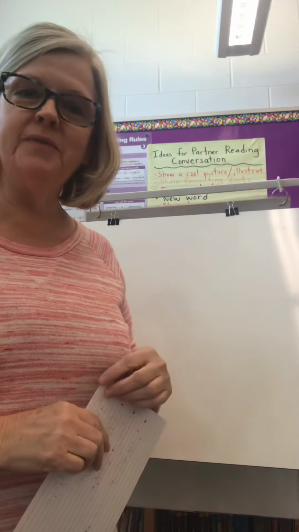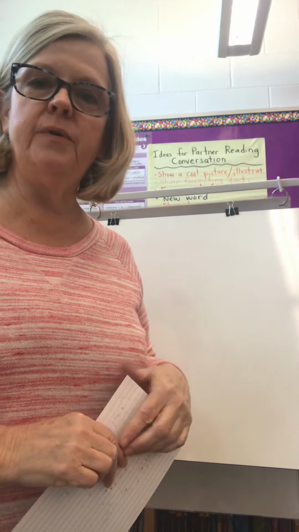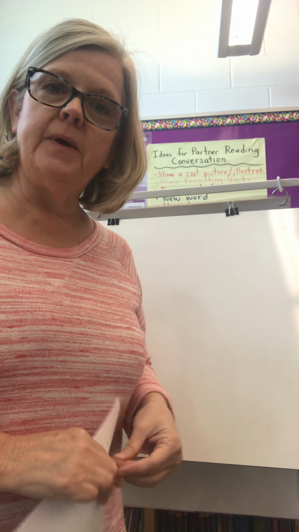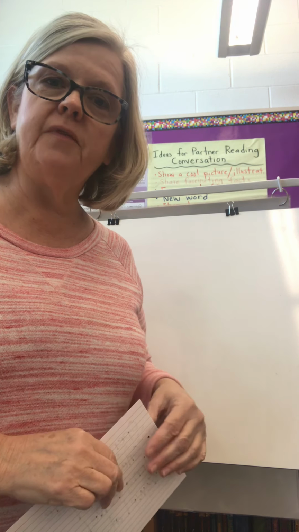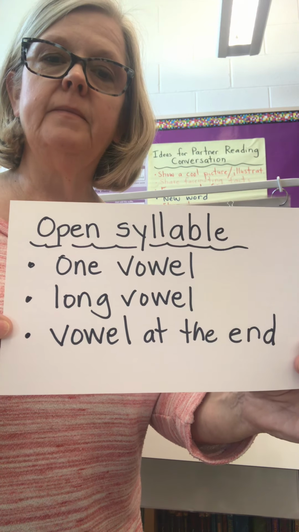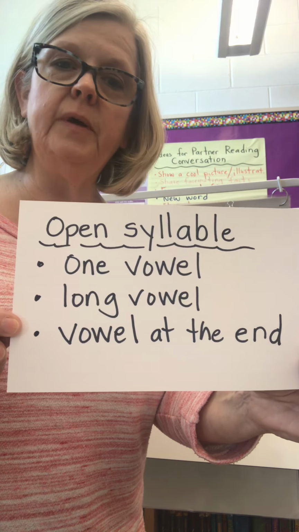Hey everyone, we're going to do a little foundations review. It's a review of open syllables. Just to refresh your memory, an open syllable has a couple characteristics. It will have one vowel in it. That vowel will be long, and the vowel will be at the end of the syllable. So let's do a couple examples to stimulate your memory from last year.